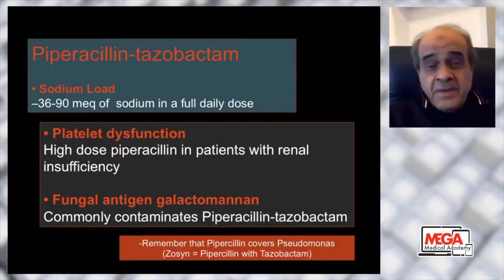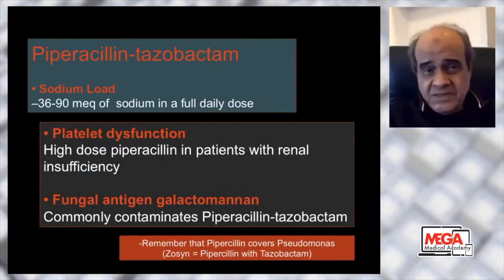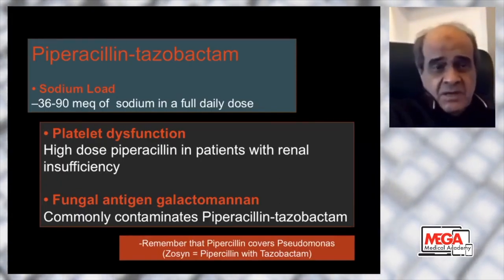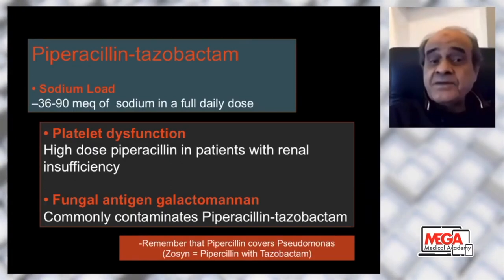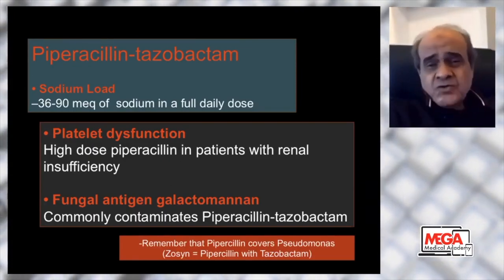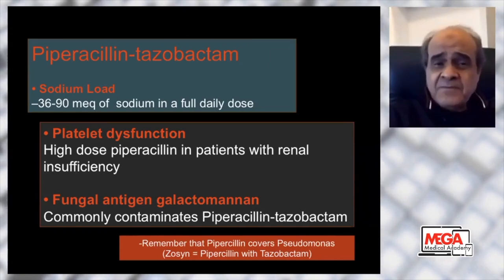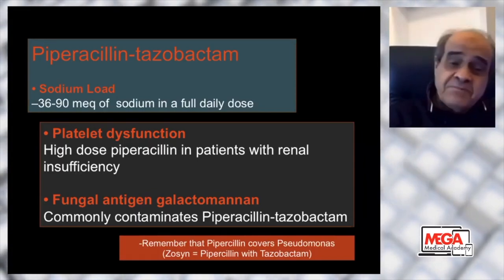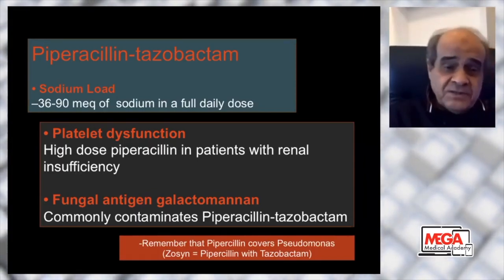Piperacillin is the commonest penicillin, which I think is used in the ICU, which is Tazocin, but take care of sodium load during its use, because it's about 36 to 90 milliequivalents of sodium in a full daily dose. Also take care of its side effects like platelet dysfunction. It can cause thrombocytopenia, especially in patients with renal dysfunction.